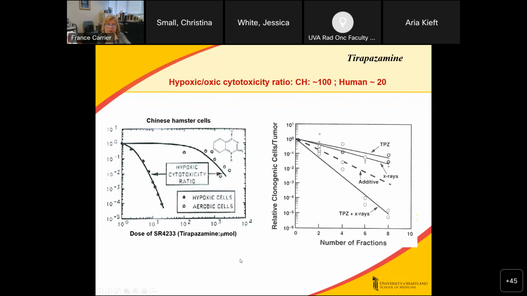Here is a cell survival curve showing increasing concentrations of tirapazamine. It's also known as SR 4233, and this is the difference in survival between hypoxic cells, which are much more sensitive to the drug, and cells growing under normoxia. And here, this is with or without radiation, and same thing: you can see that if we have the two together, the cells are much more sensitive to killing, and this is more than additive. That would be the projection here in the dotted line, and then we have the two together here.